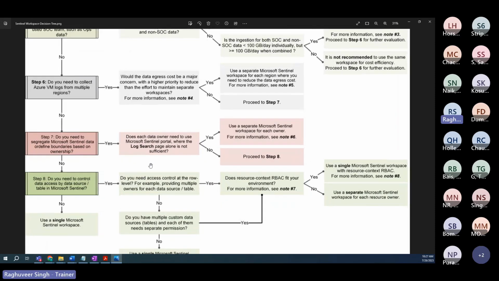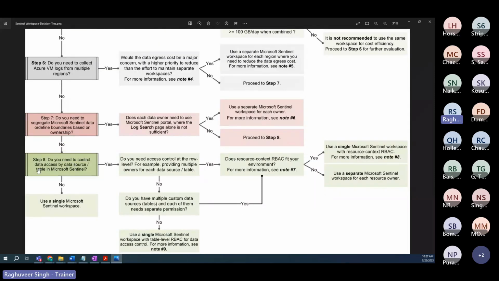Okay, next, do you need to control data access by data source table in Microsoft Sentinel? Now, as I told you last week, when you enable the data sources or install a connector, a table is created inside the Log Analytics workspace, and inside the table, logs are ingested and maintained. When you run a query, that query goes to the table and brings the data. So the question is, do you want to control the data access? So forget about the table for a moment.